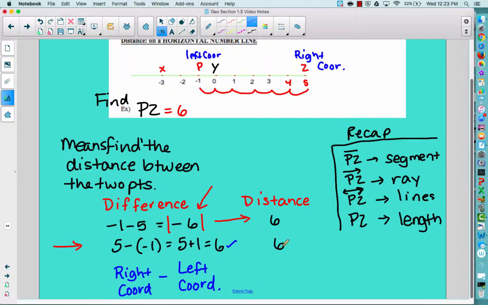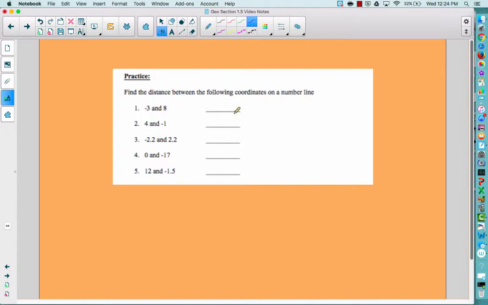So that's one way of thinking about finding the distance on a number line. All right, so now I'm not going to give you a number line. I'm going to give us some practice, so I'll do the first one with you. I didn't give you the number line. Oh my gosh, what am I going to do? I want us to find the distance between -3 and 8.